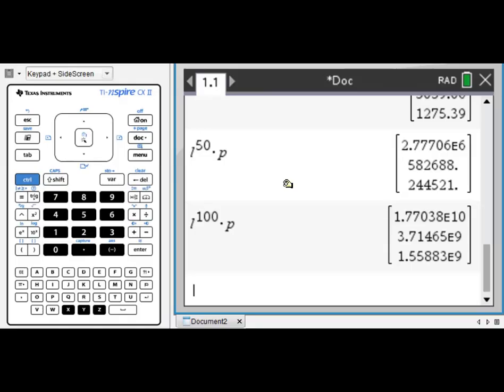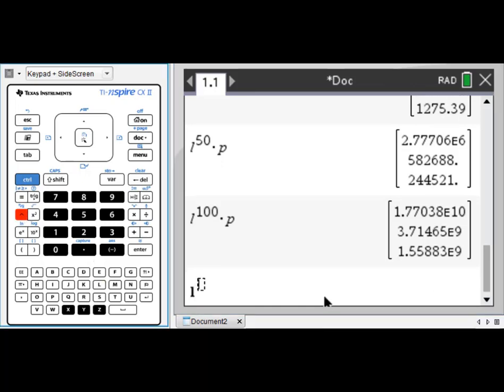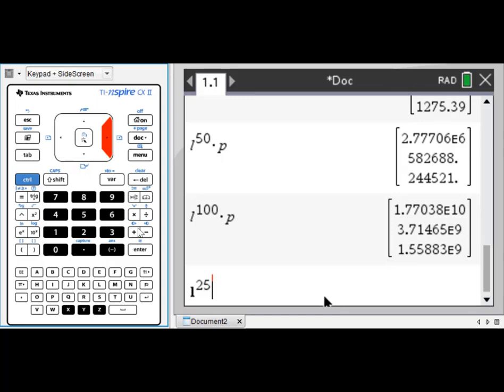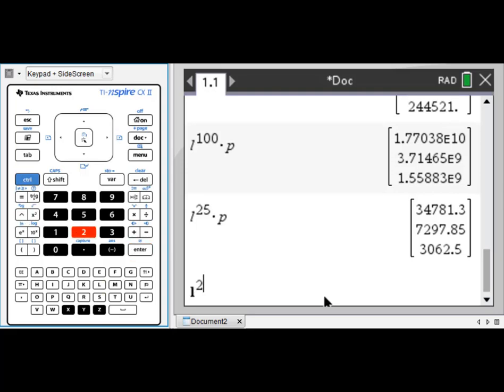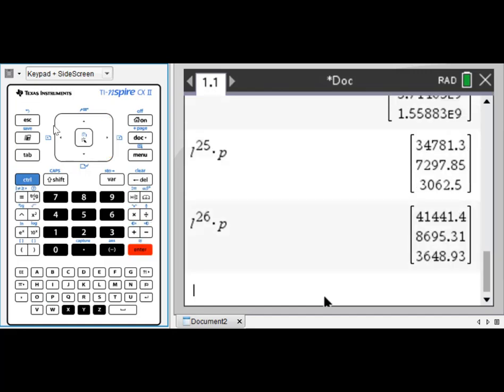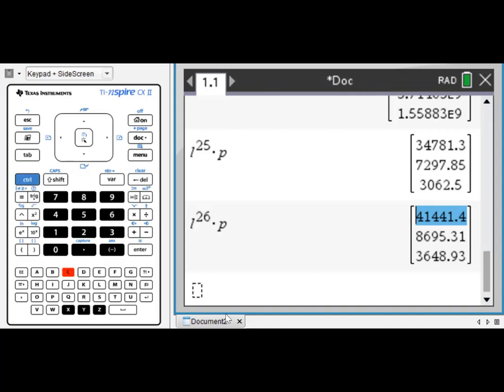Now, if we want P of 25, we do L to the power of 25 times P. And there are our populations. If we did P of 26, we get L to the power of 26 times P. And now we can use those to work out our rate of increase. If you did them on your calculator, you can copy and paste.